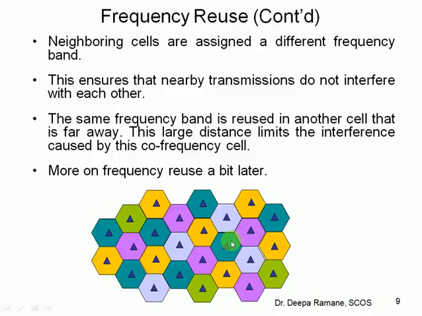So here you can see the hexagonal cell structure and its colors. The color represents the cells which are using the same frequency bands. You will see that no two neighboring cells have the same colors. That means no two neighboring cells will be using the same frequency spectrum. The spectrum can be repeated in another cell which is separated from that cell by some distance, and the distance should be such that there is no interference.